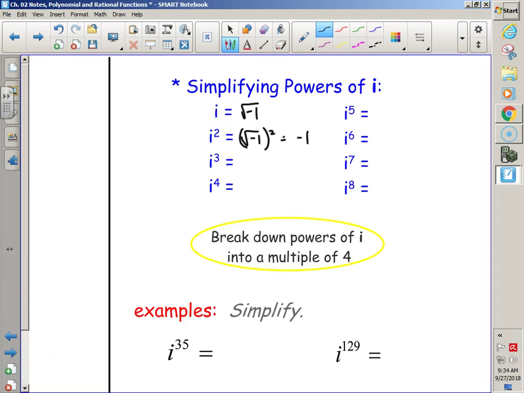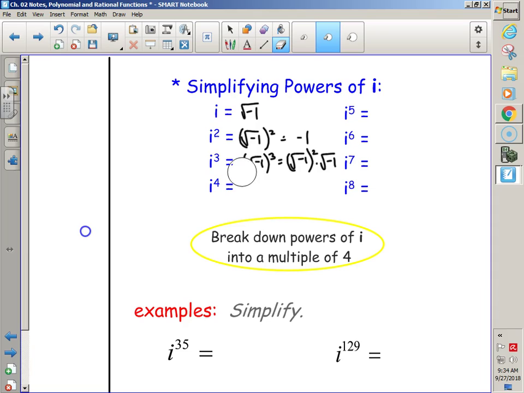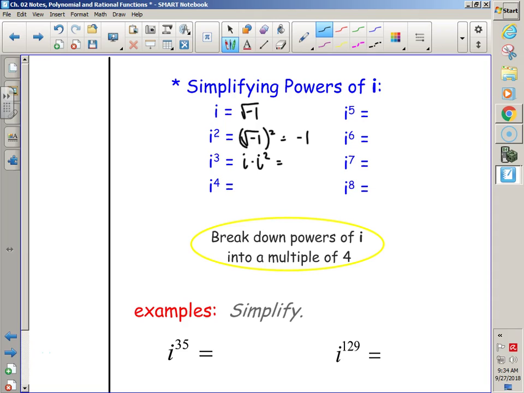Who's i cubed? Square root of negative 1 cubed, which is square root of negative 1 squared times square root of negative 1. Okay, this is getting confusing. What if I just called him i times i squared? What did we just say about i squared? It's negative 1. That's i times a negative 1, which is negative i. Now, notation-wise, square root of negative 1, that's true, but okay. So i is just i, i squared is negative 1, i cubed is negative i.